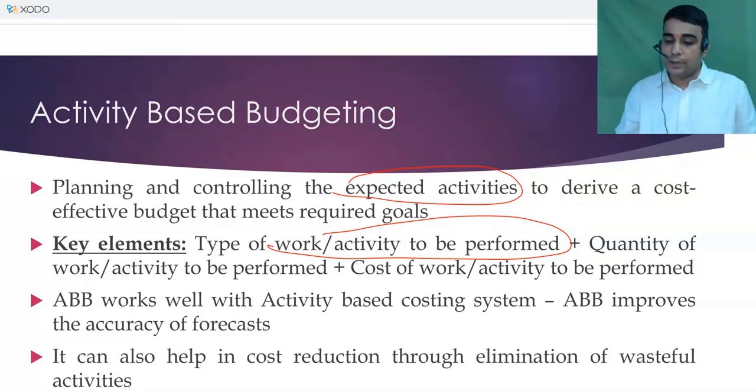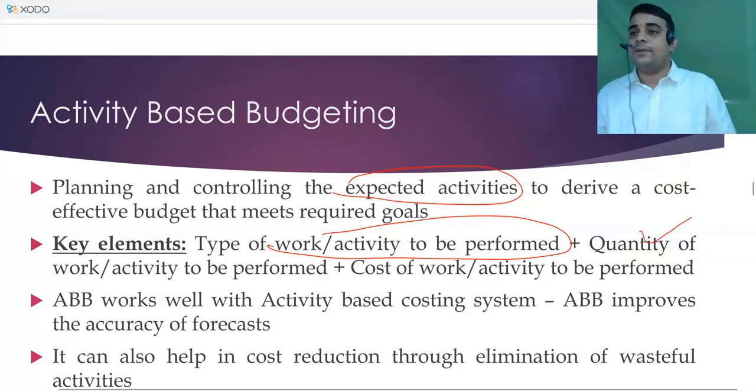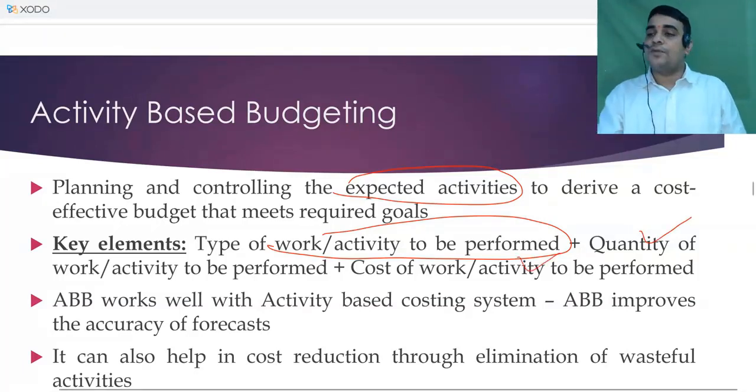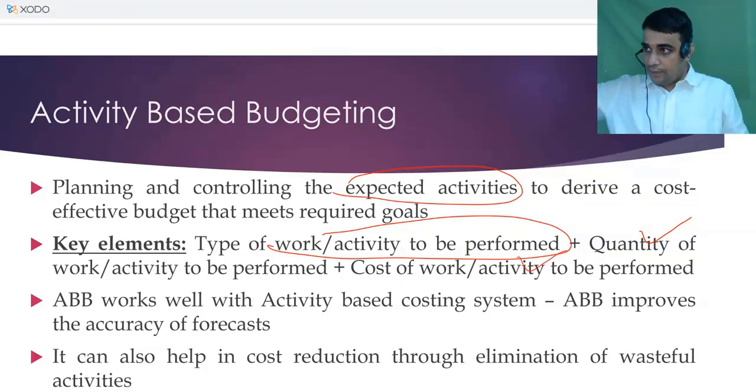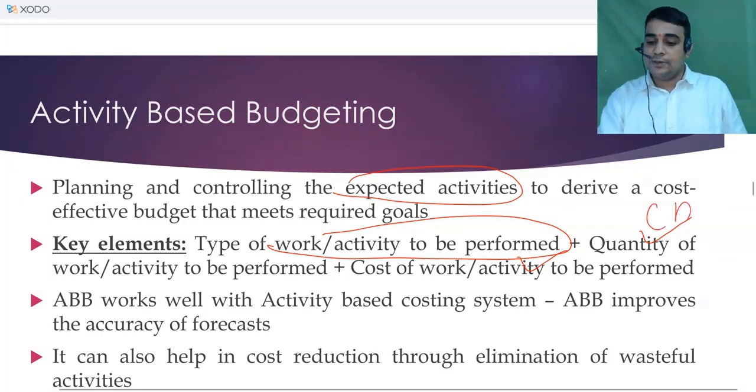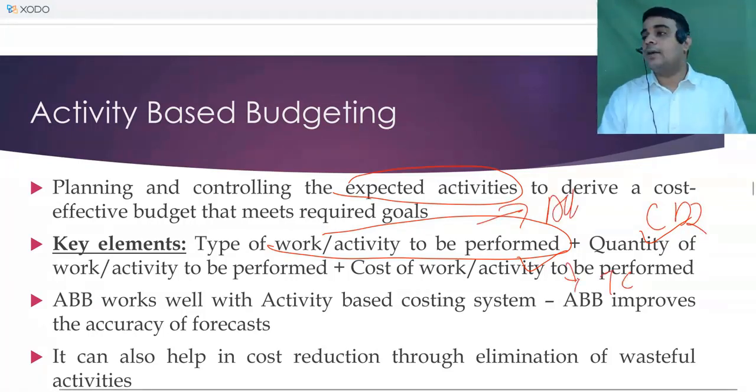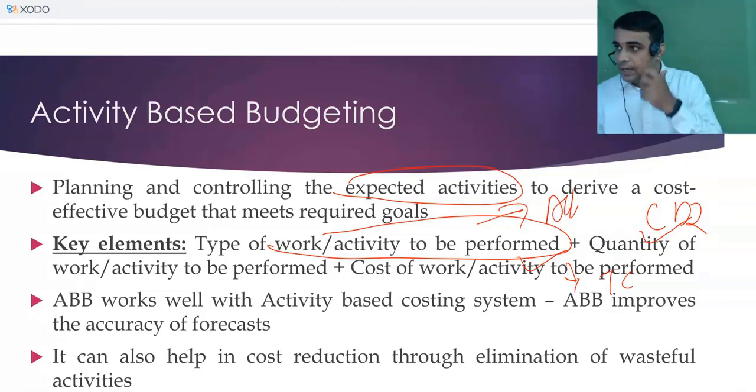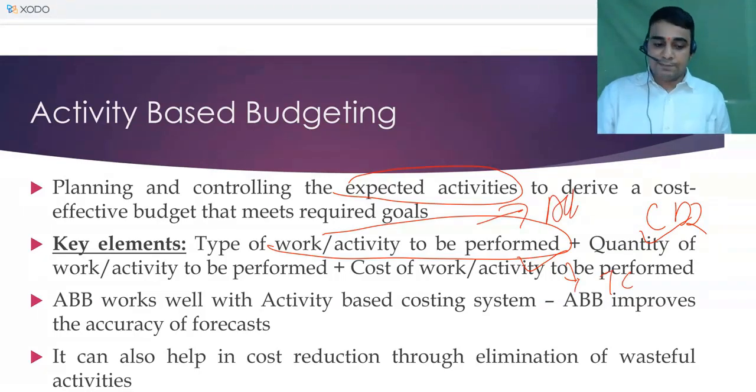Type of work or activity to perform, quantity of work or activity, quantity is CDQ, cost of work is total cost. So whatever you used to write there: activity, total cost, cost driver quantity, name, rate. So quantity is CDQ, cost is total cost, type of work is activity, or you can even say cost driver name. So all things are there as part of this.